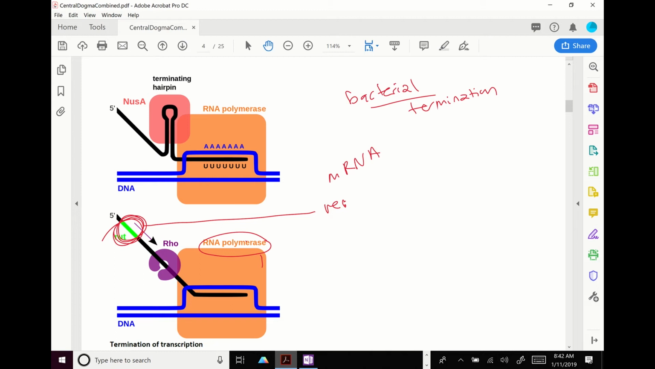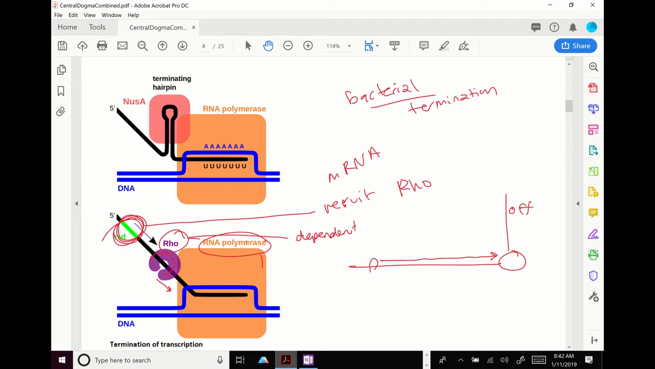As it reads, the transcript comes off, and there's a sequence in that messenger RNA that will recruit a protein called Rho. Rho will scan that transcript, and it's faster than the RNA polymerase can write. So basically, if this is the transcript, this is the RNA polymerase, and this is Rho, it catches up, hits the RNA polymerase, and pops it off. That's called Rho-dependent termination.